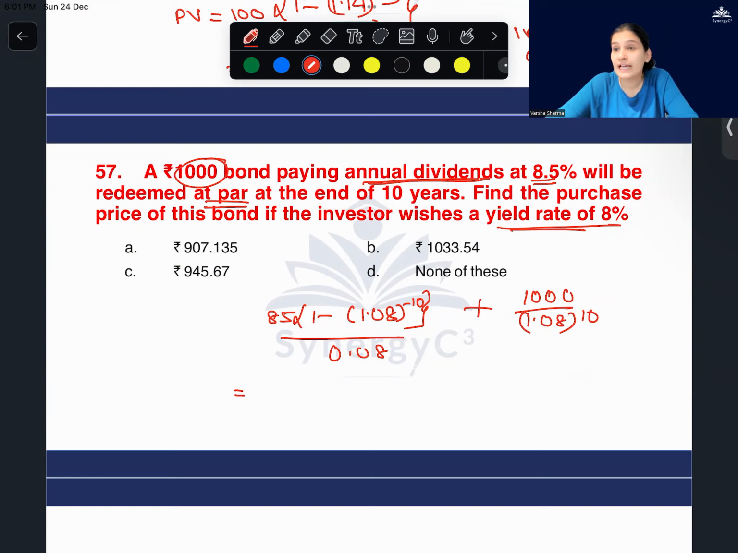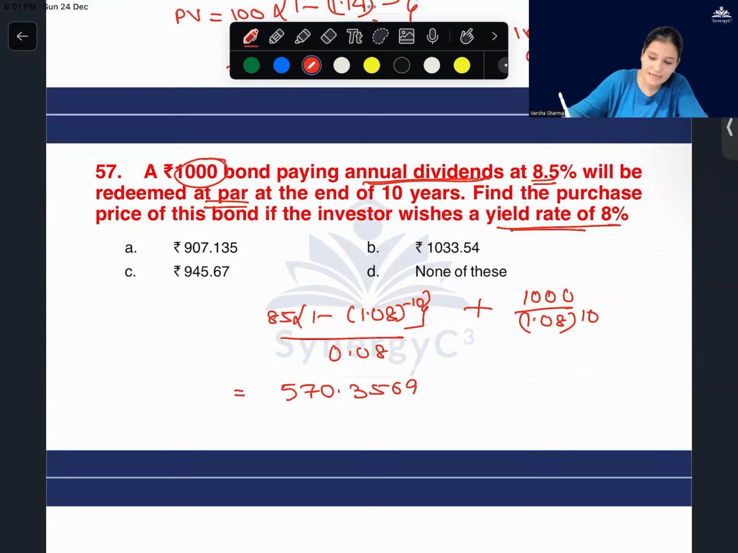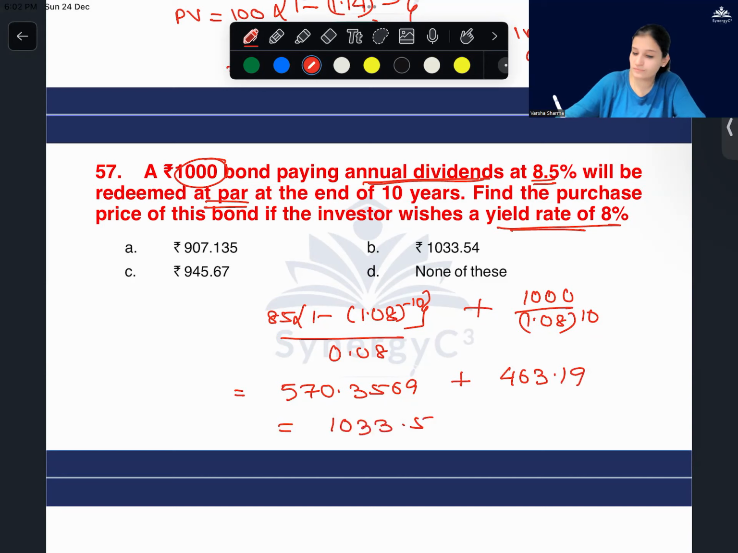8.5% of 1,000. Every year you are getting an annual dividend at 8.5%. First is 570.3569 and the second one is 463.19. If you add, it is 1033.5. Answer B. Done.